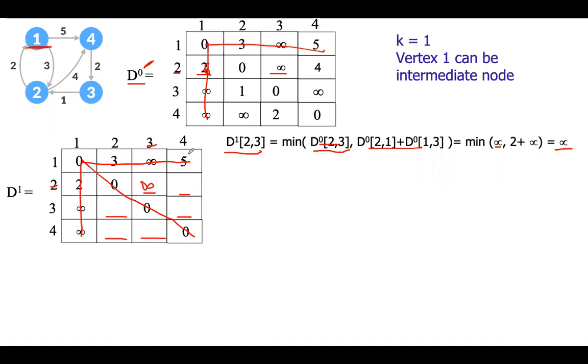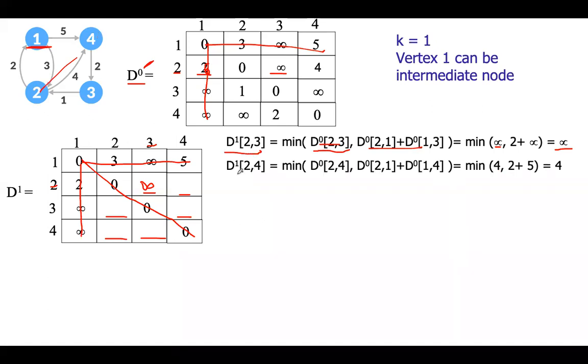Next, I will try to find out 2 to 4. d1 of 2 to 4 means we will be going through 2 to 1 and 1 to 4. We are trying to find out 2 to 4, so I will first go 2 to 1 and 1 to 4. The same calculation we have to do. So d1 of 2 to 4 I need to fill. For that, minimum of d naught of 2 to 4. Already there is an edge between 2 and 4, that value I will write down as it is, 4.